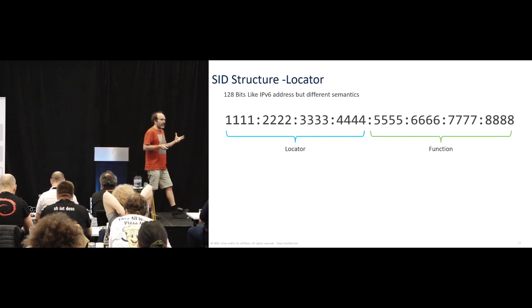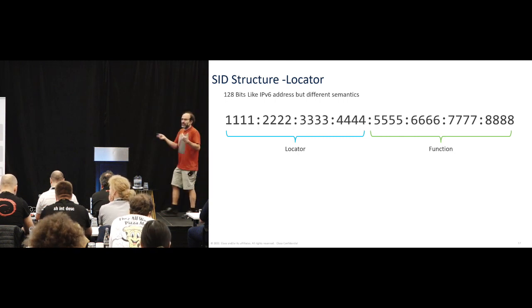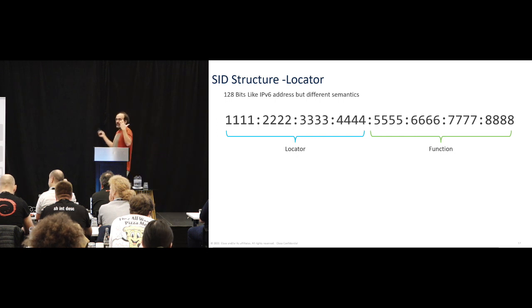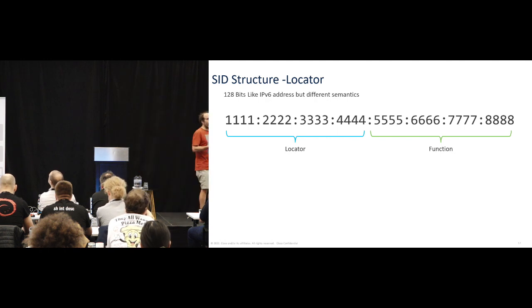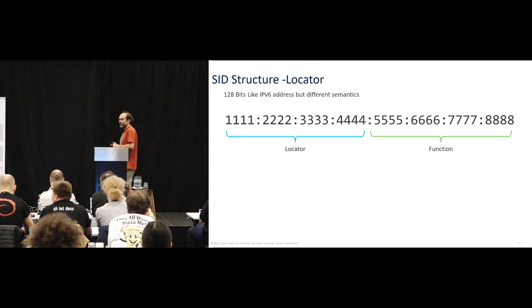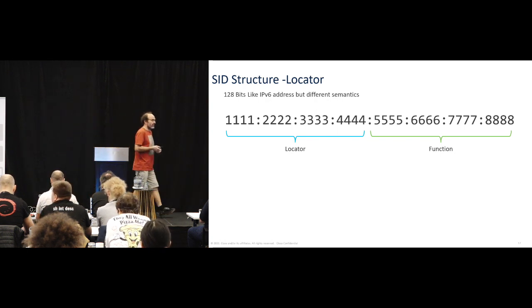It looks like an IP address, 100%. It's basically 128 bits. You will see 128 bits. So it's just an IPv6 address. We put it into the destination address field of the outer IPv6 header. So certain functions I really like an IPv6 address, but it is not an IPv6 address, right?